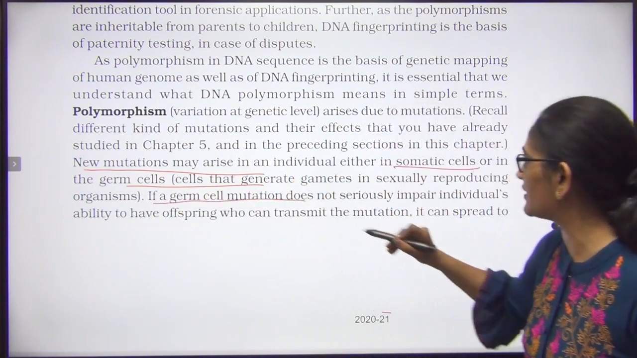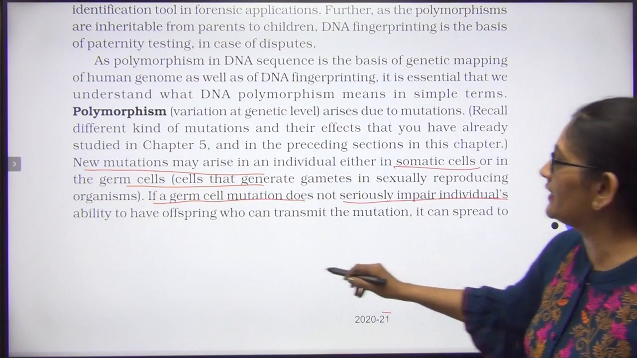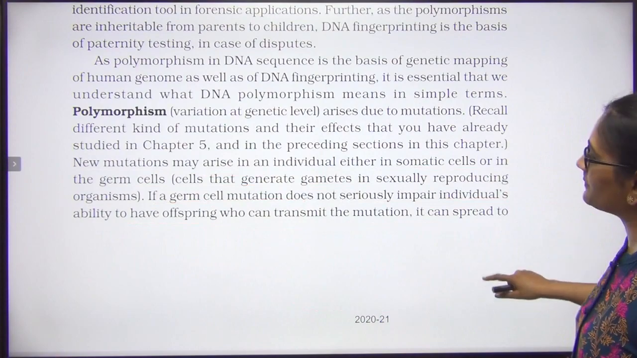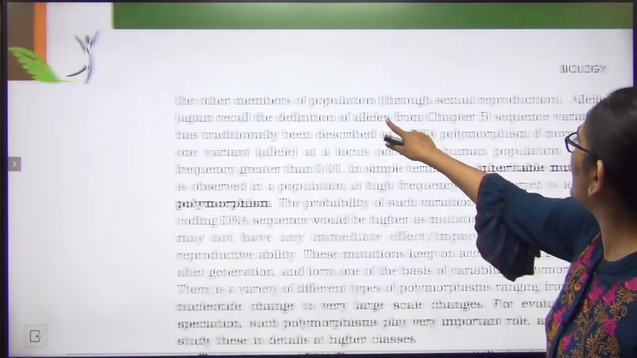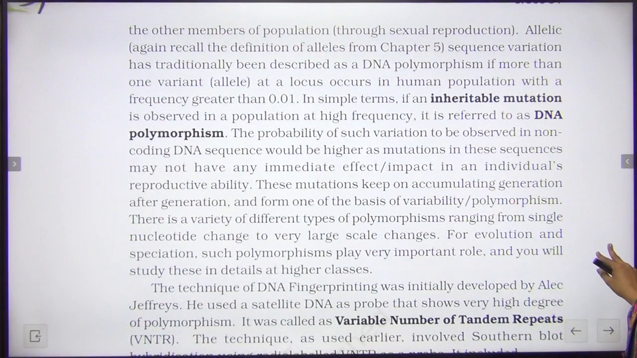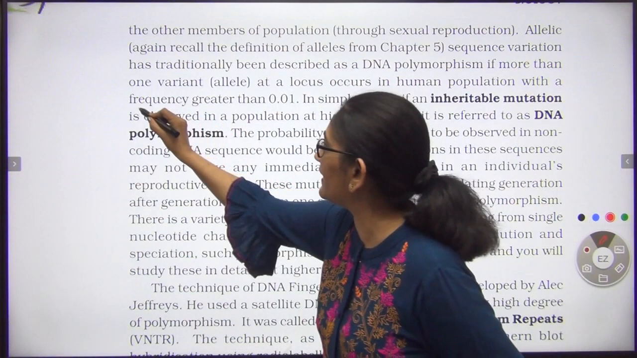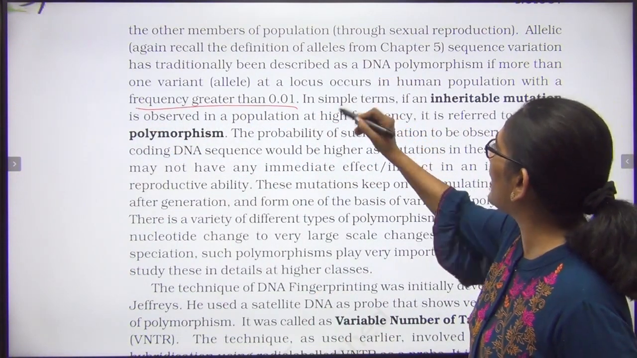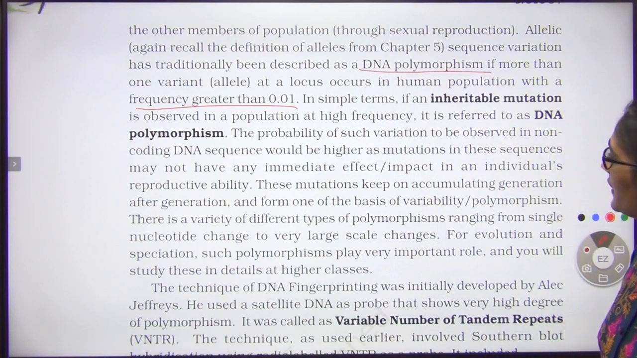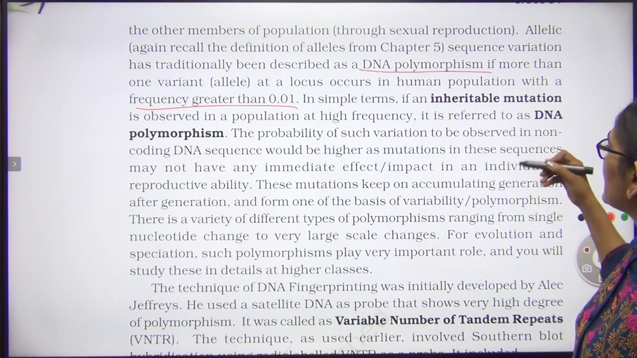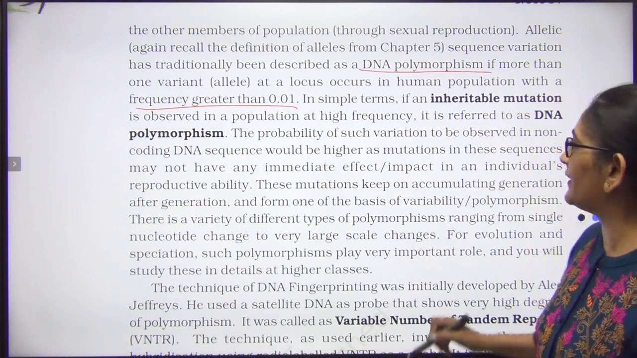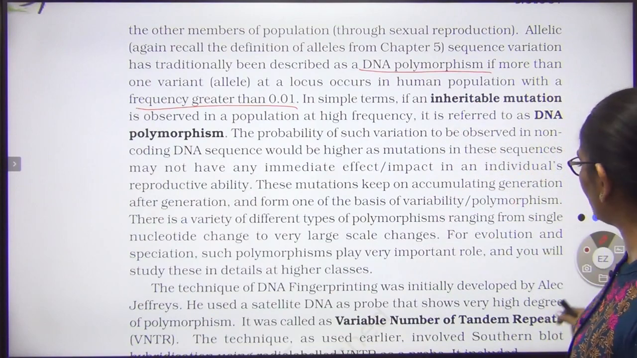If the mutation is in the germ cell, it does not impair the individual's ability to have offspring, and it can transmit the mutation and spread to other members of the population. Now when I talk about spread to other members of the population, in what amount? I told you, in frequency greater than 0.01, then we said that a new allele has come and that allele is polymorphic. Right? Now it is written here that polymorphic DNA is found more in introns. So this you can find in this paragraph.